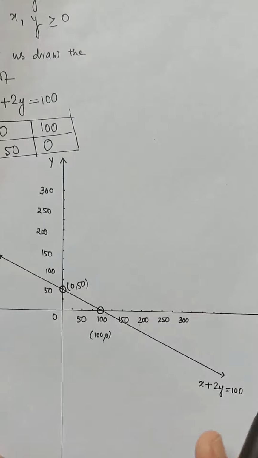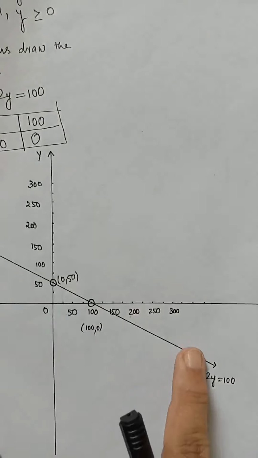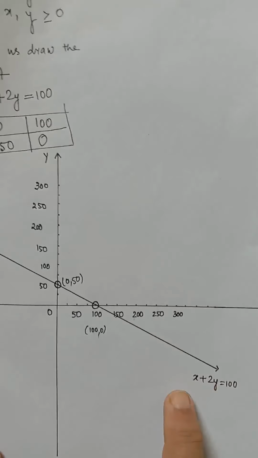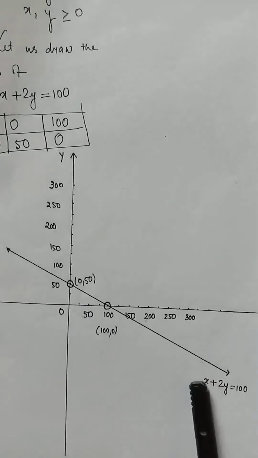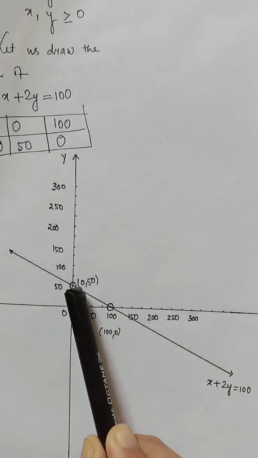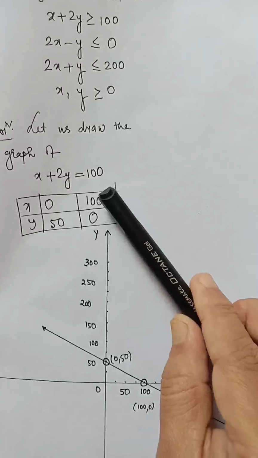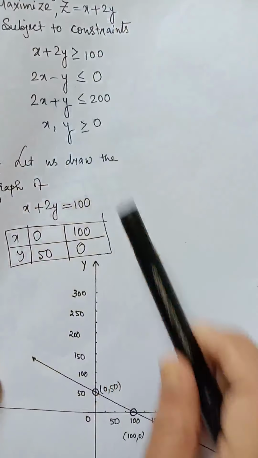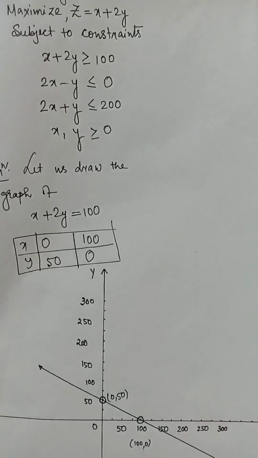Whenever you draw a line, after drawing it, you write the equation of the straight line. Here, the equation of the line we have drawn is x plus 2y equal to 100, so I have written x plus 2y equal to 100. This line meets the x-axis at (100, 0) and the y-axis at (0, 50). Next I will draw 2x minus y equal to 0. Now before drawing the second line I want to add something.